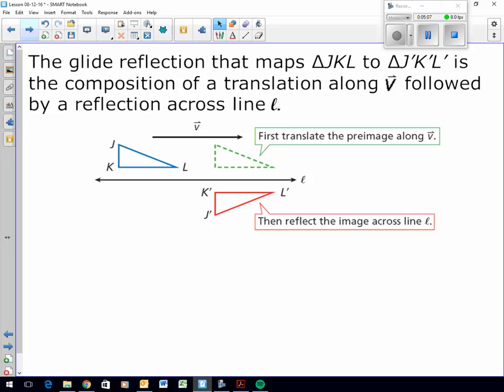And then it gets to that point, and it gets reflected across line L. After it's reflected, you've got J prime, K prime, L prime. That is a glide reflection. We'll be drawing a few of these today.